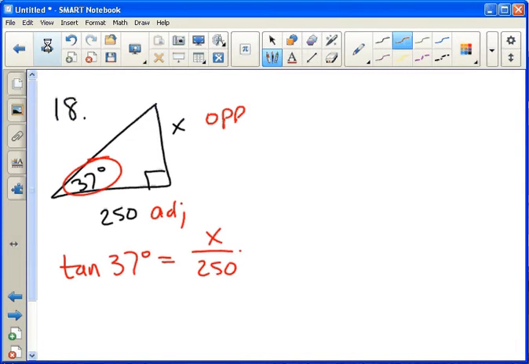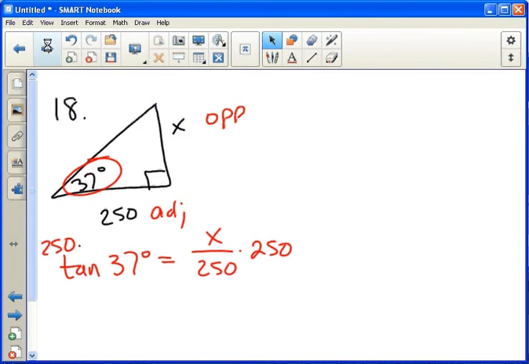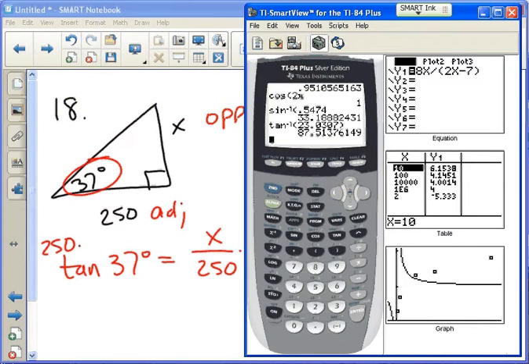And we can just plug in our calculators now. 250 times tangent of 37 degrees. We get 188.39 for our answer.